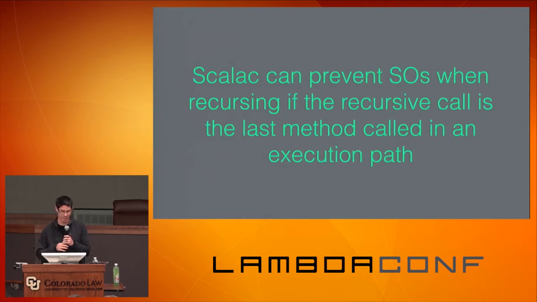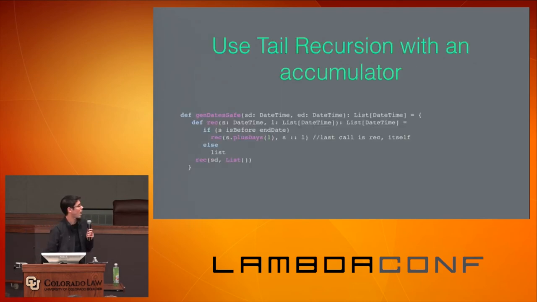So scalac can help us prevent stack overflows when we recurse if we make sure that the last method call in an execution path is itself, right? So you guys have heard of tail recursion. So I rewrote this. What it changed was instead of returning the method and then putting it into a data structure as the last thing I do on the if path, I'm going to build up the data structure as I go. And then once I'm done recursing in the else, I just return it and no stack overflow.